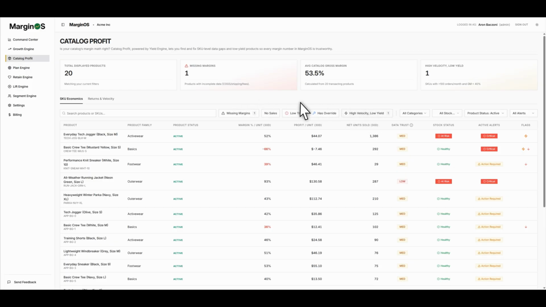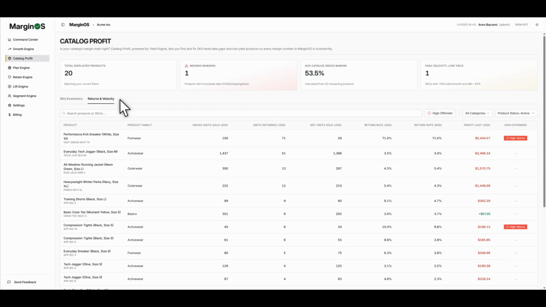The returns and velocity view goes deep on one specific leak: returns. For every SKU, it shows how much is being returned, how fast, and how much profit those returns destroy. It exists to answer three questions your other views can't.